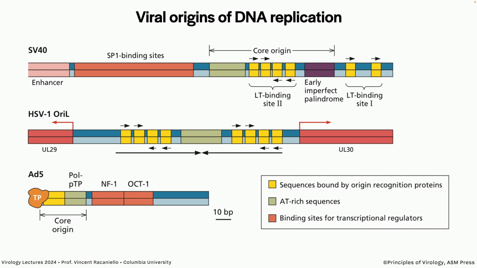So there are often promoters located in these regions. For SV40, the early and late promoters go in both directions from the origin. For herpes, you can see there are promoters going in different directions around the origin, and the same for adeno, but it's not shown there.